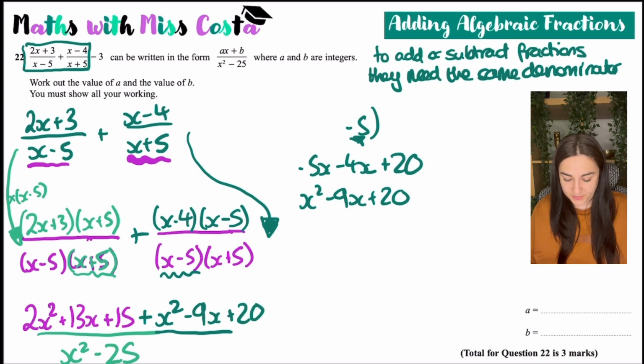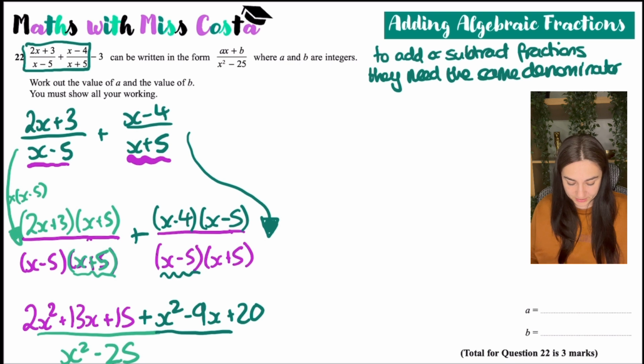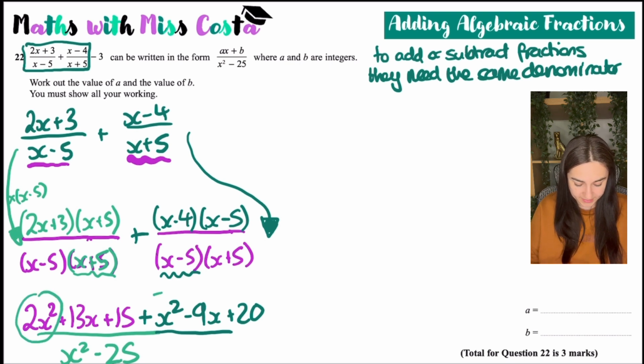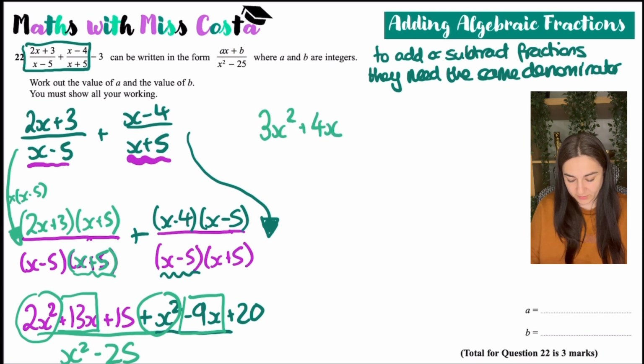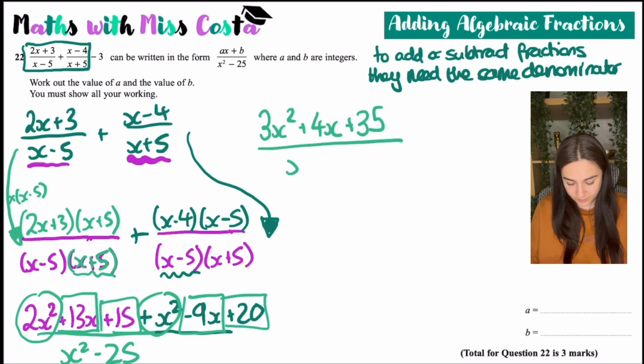Now what I need to do is I've got a nice long numerator and I'm going to want to simplify that. So I've got 2x squared plus x squared, so that would become 3x squared. I've got 13x, take 9x, so 13 take away 9 is going to give me positive 4. And then I've got 15 plus 20, so that will be plus 35, over x squared minus 25.